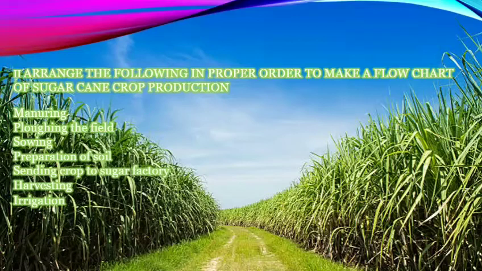The first activity is the preparation of soil. Second one, plowing the field. Third, sowing. Fourth, manuring. Fifth, irrigation. Sixth, harvesting. And seventh one, sending the crop to the sugar factory. I think you all might have come up with the correct answers. Please check once again: the preparation of soil, plowing the field, sowing, manuring, irrigation, harvesting, and sending the crop to the sugar factory.